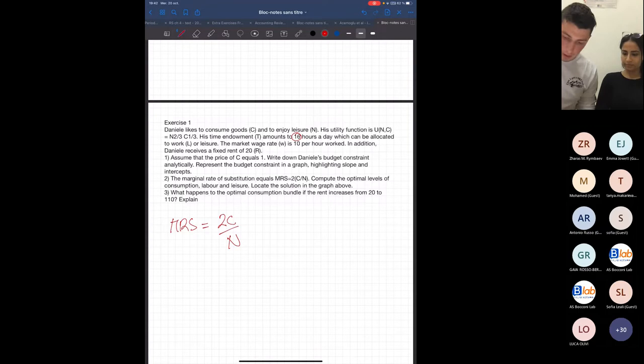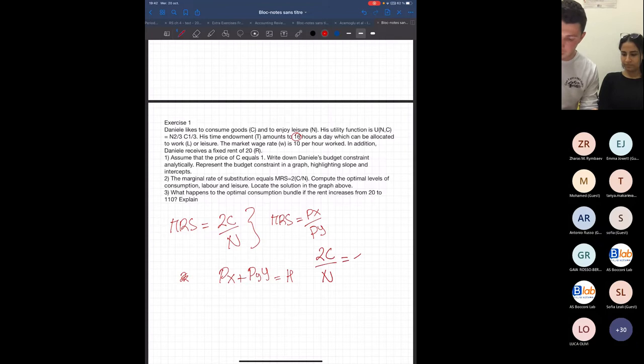Remember, I should have specified at the beginning, that your marginal rate of substitution is equal to the price of X over the price of Y, which in this case are our two intercepts. On the other end, we have the price of X plus the price of Y per Y, that is equal to our total endowment. So what we have to do is bring these two indicators together, and we find out that 2C over N is equal to 10, that is our wage rate.